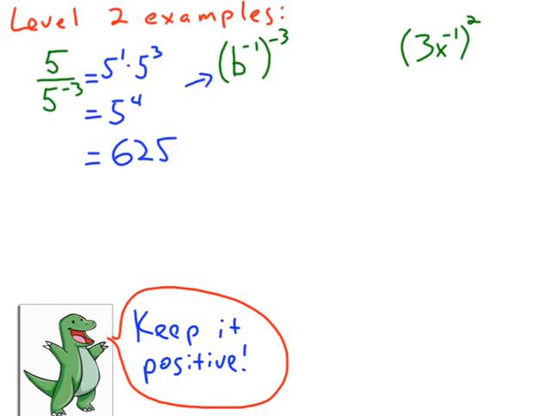All right, another example you might run into is something like this right here, b to the negative first raised to the negative third power. Now, you could go about this a whole bunch of ways.